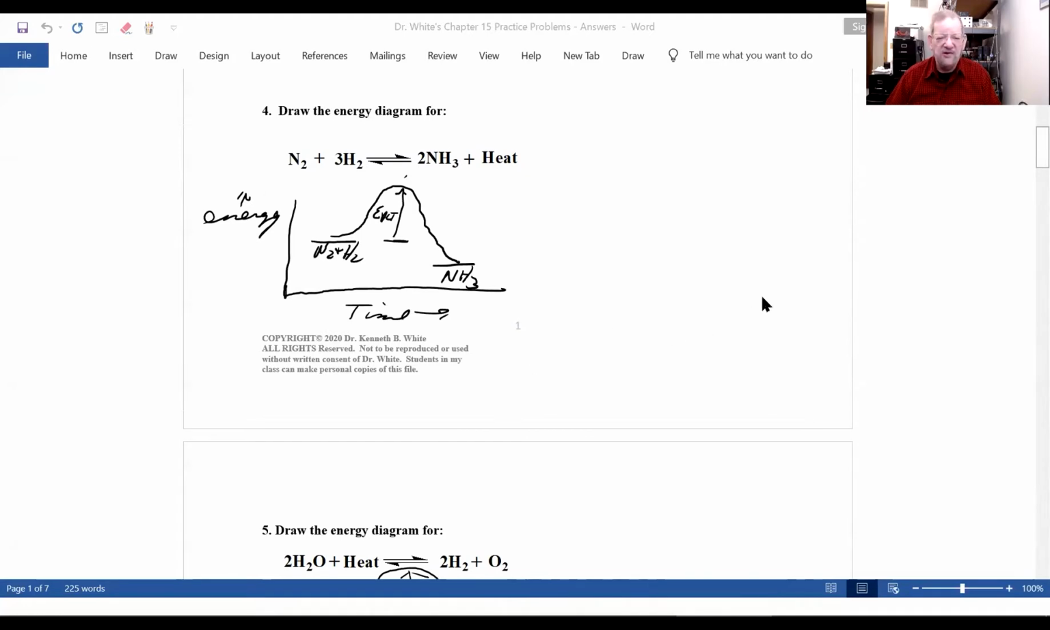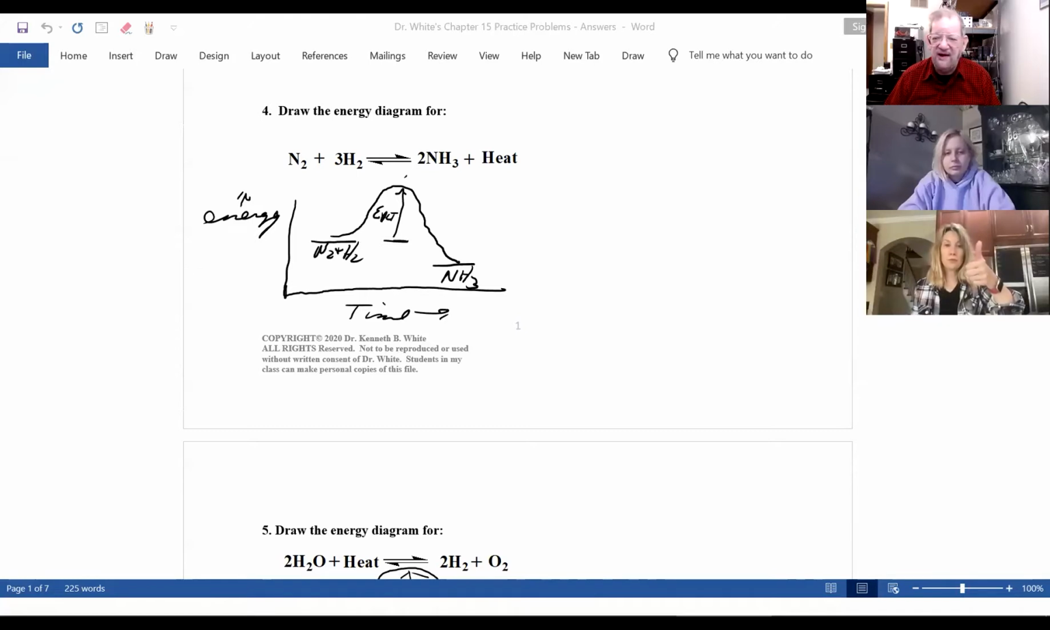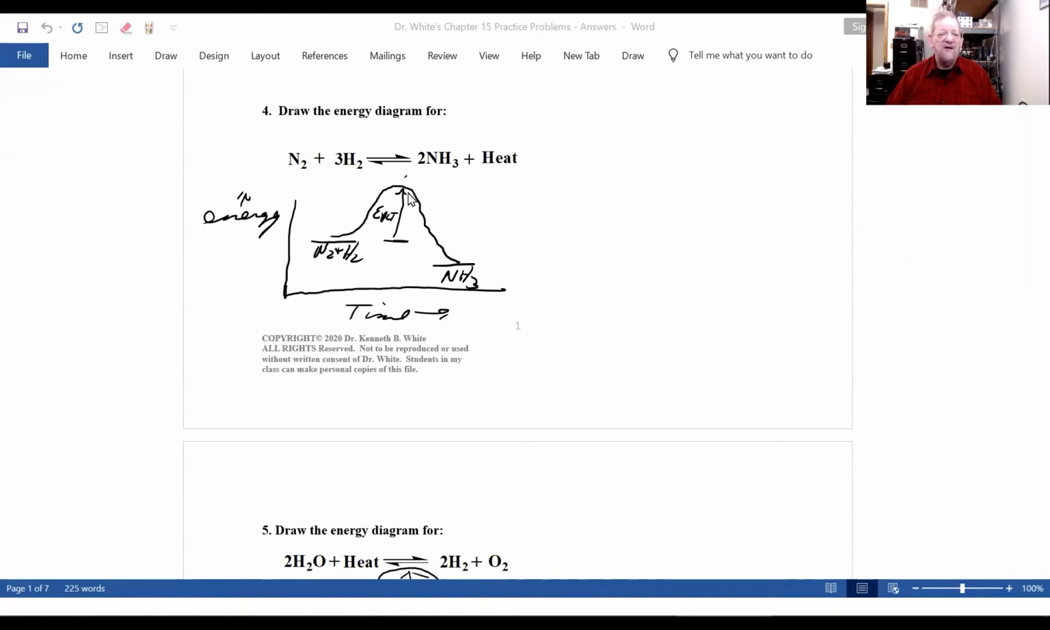All right, thumbs up people, do you see the energy diagram? Here's the energy diagram. Remember, in an energy diagram you have energy on the y-axis and time on the x-axis, and you start with a certain amount, arbitrarily, the energy of the reactants. Remember, left is reactants, right is products. Is this exothermic? If heat is on the right, it is. If it's on the left, it's endothermic.